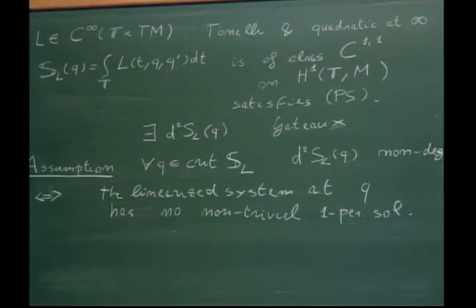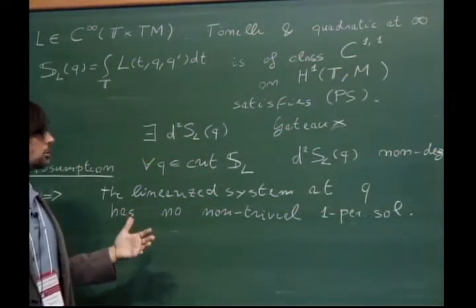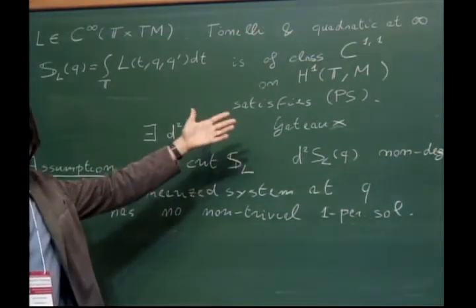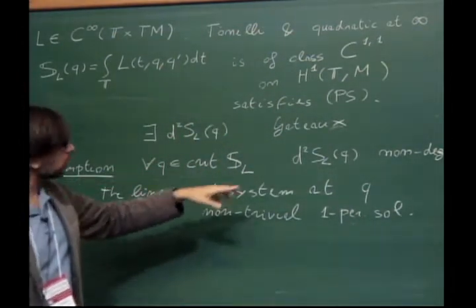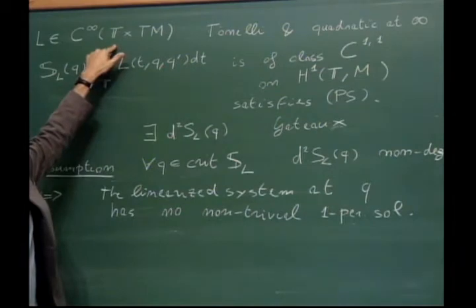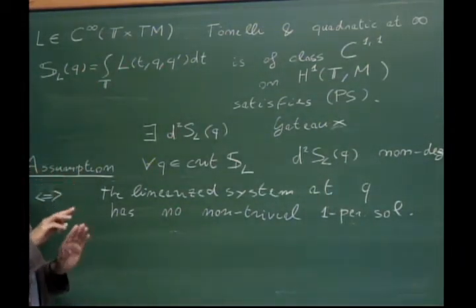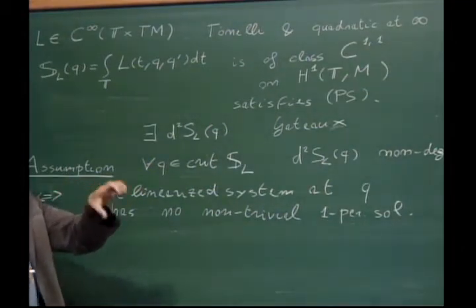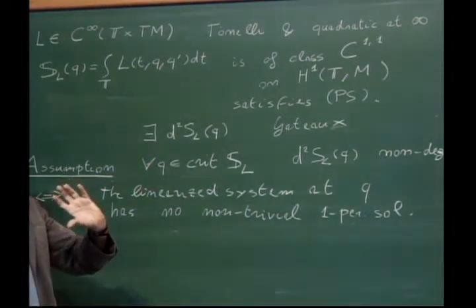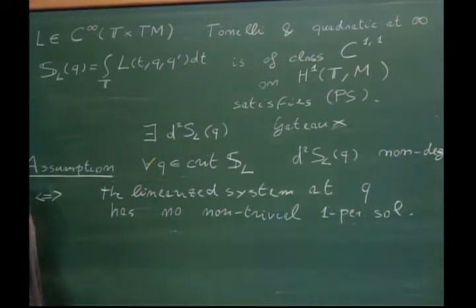So let's make this assumption, and it's something which is true for a generic Hamiltonian, equivalently for a generic Lagrangian, because we are requiring explicit t-dependence. Otherwise, it would not be true because critical points would come in S^1 parameter families because of invariance with respect to translation.